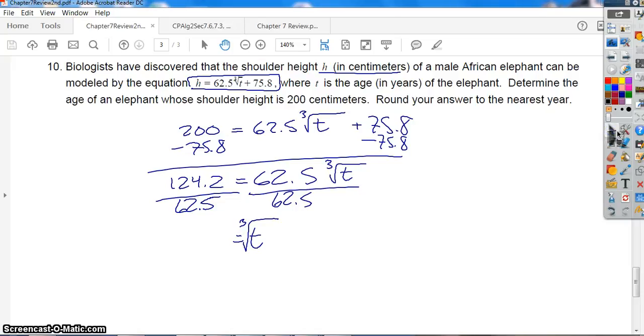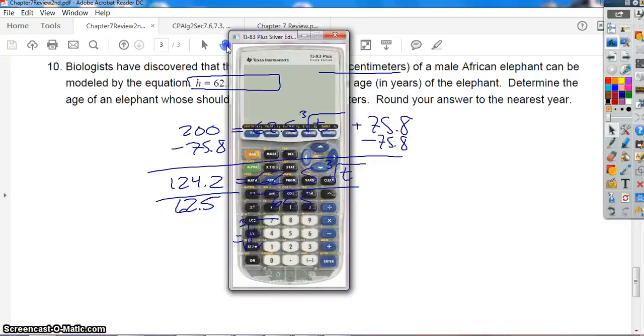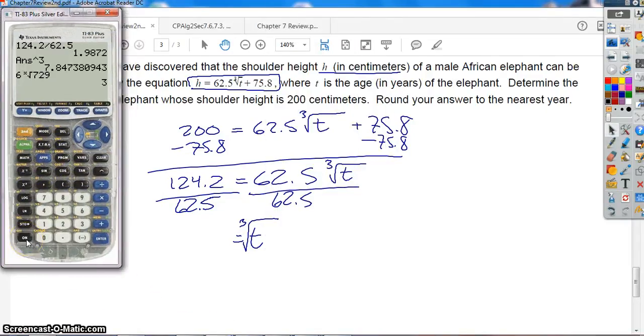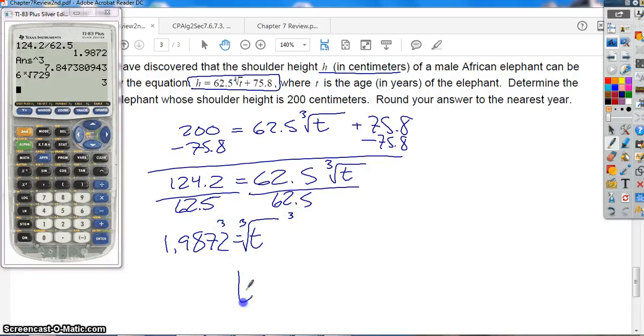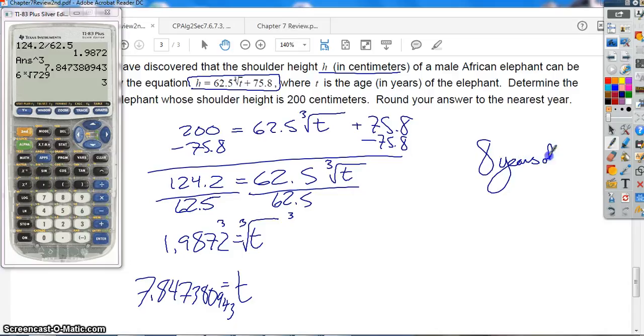I'm going to need my calculator to do that. Okay. So we have 124 divided by 62.5, it's 1.9872. Raise that to the third. T is equal to 7.847380943. Okay, so how many years? The nearest year, 8 years old, if that equation is correct for that outcome.